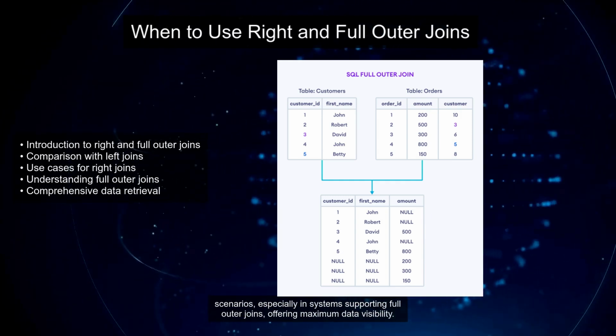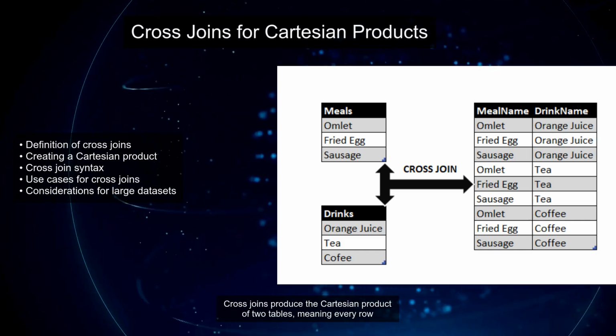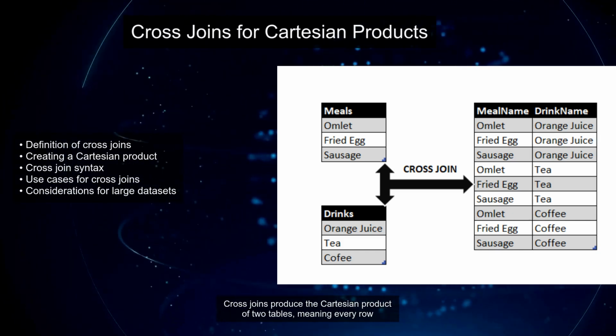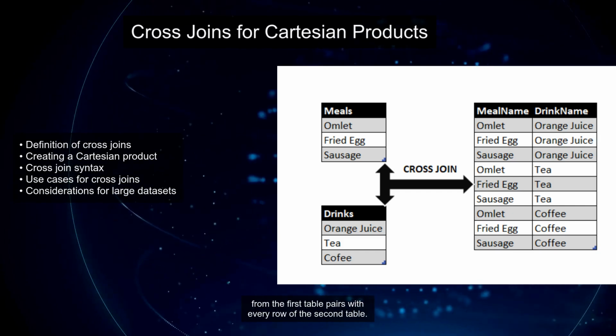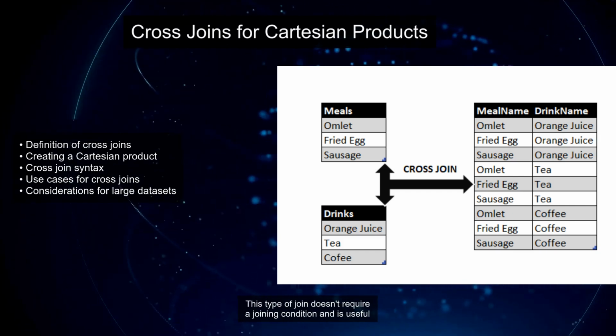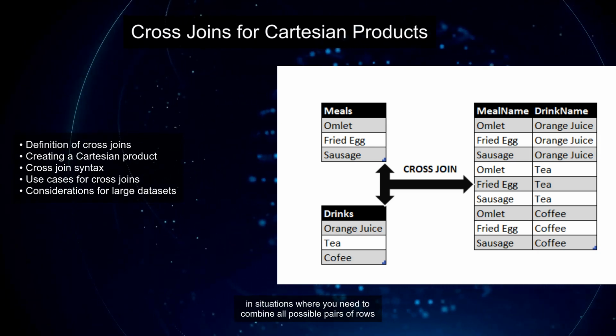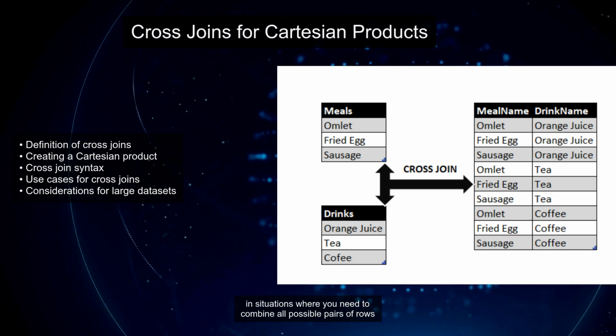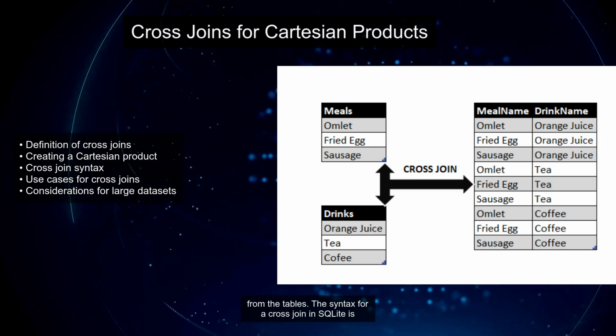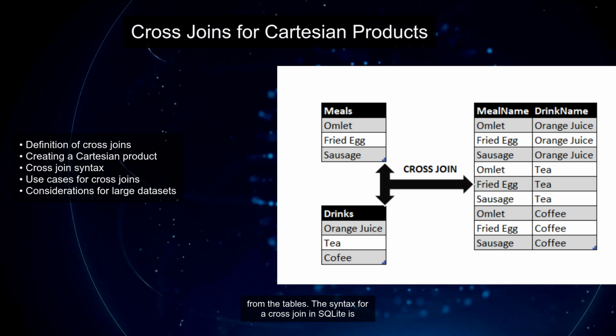Cross joins produce the Cartesian product of two tables, meaning every row from the first table pairs with every row of the second table. This type of join doesn't require a joining condition and is useful in situations where you need to combine all possible pairs of rows from the tables. The syntax for a cross join in SQLite is straightforward.